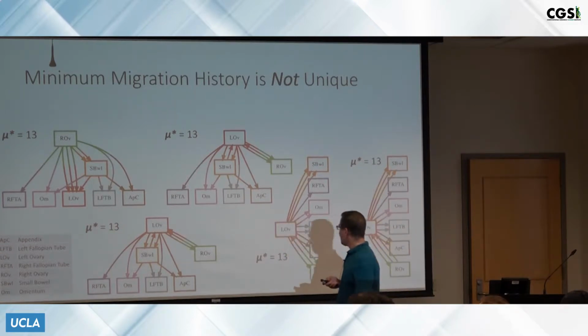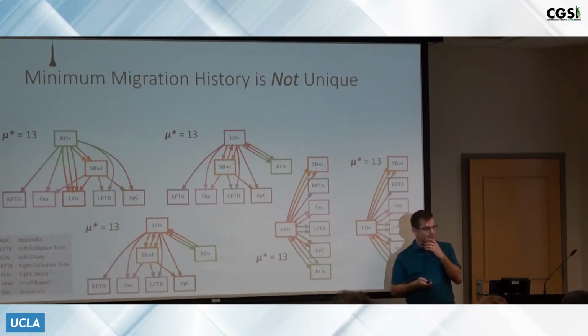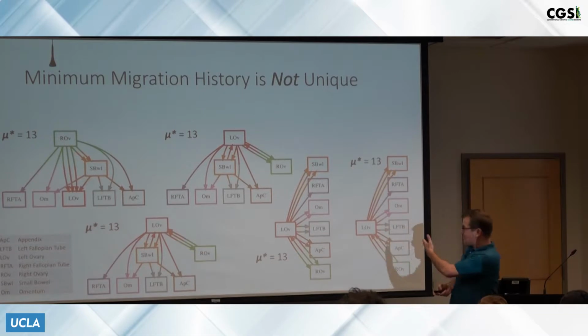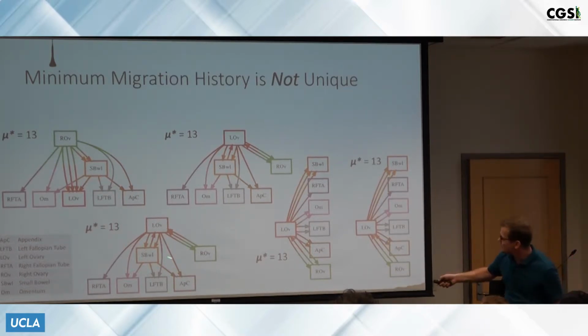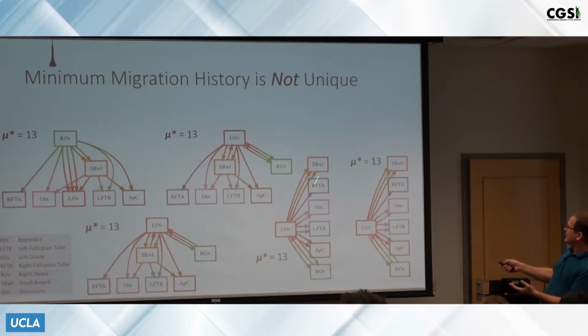And here's, in fact, all of them that all have 13 migrations. But the pattern is quite different. And in fact, even the primary tumor is different. Here it was the right ovary, here it was the left. Here there's crazy stuff between the small bowel, cells going back and forth between the left ovary and small bowel. Here not. Everything leaves the left ovary. There's some back and forth between the left and right ovary, et cetera.